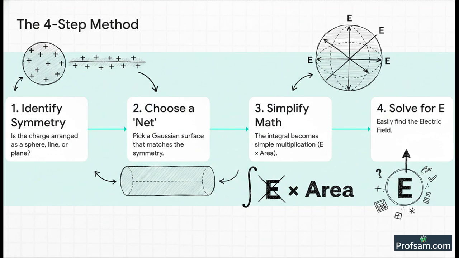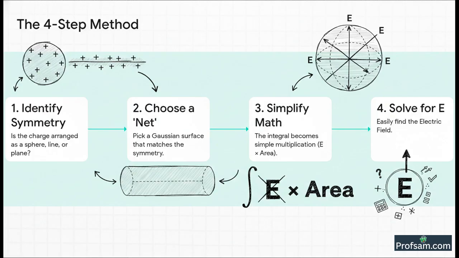First, you look at how the charge is arranged. Is it a sphere, a long straight wire, a flat sheet? Second, you choose a smart net, what we call a Gaussian surface, that perfectly matches the symmetry. So for a sphere of charge, you use a spherical net. For a line of charge, you use a cylindrical net. Third, because you made such a clever choice, all that complicated math just simplifies to E multiplied by area. And finally, with that simple equation, you can very, very easily find the electric field, E.